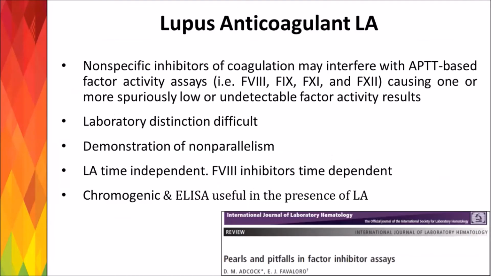Then second is lupus anticoagulant. We all know that a very strong lupus anticoagulant actually interferes in all coagulation assays, let it be factor assays, let it be inhibitor assays. So this is one thing. Over here, in patients with very strong LA, a chromogenic or ELISA is very useful.